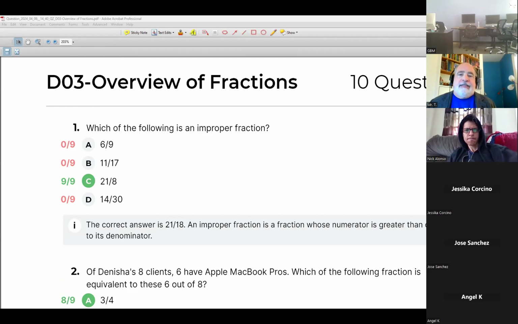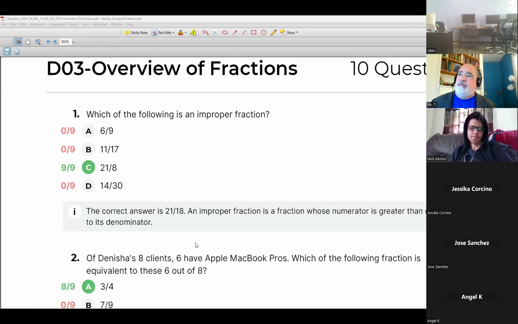Okay. So which of the following is an improper fraction? So 9 if you took it, and 9 if you got it right, which is great. So just tell us, someone quickly, how can you spot an improper fraction? One number is bigger than the other. Say it again, Jessica. The denominator is bigger than the numerator.